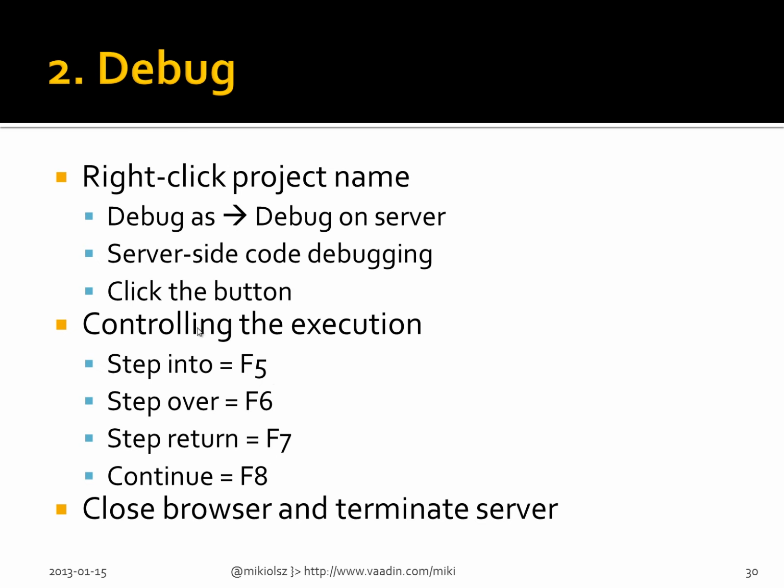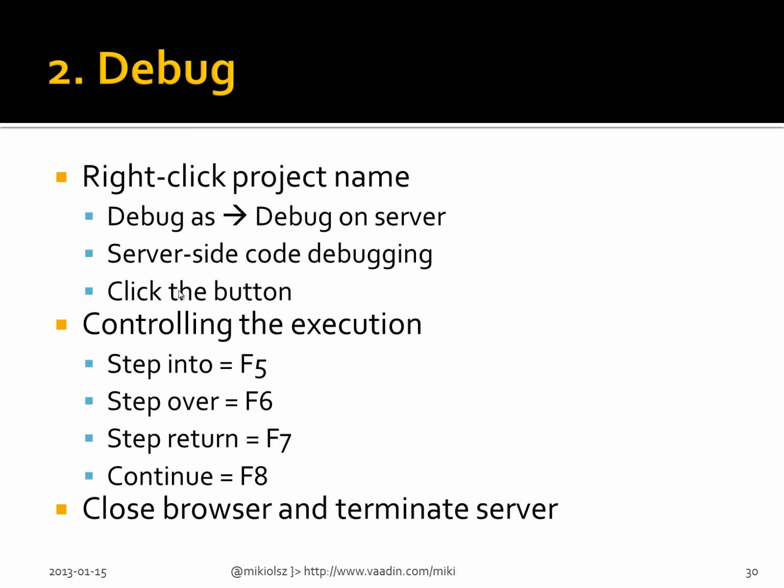F5 means step into, which means if the debugged line or the breakpoint line is a function call or a method call, then we will go inside that method. If we press F6, we will just move to the next line. F7 means step return, so we continue the execution in the current scope, the current method, until we go out, and then we stop immediately there. And F8 means continue execution of the software until the next breakpoint, of course.